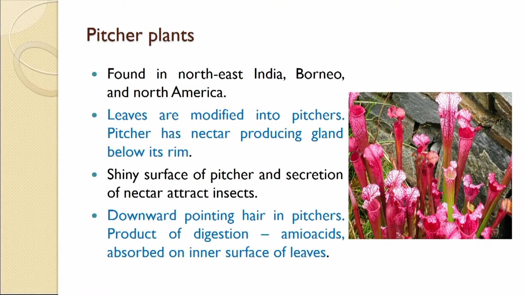After that from the gland there will be a secretion of various types of enzymes which will help to digest that insect, and as a result of this digestion the amino acids are formed, and these amino acids are absorbed on the inner surface of these leaves, and this is the way the pitcher plants can digest the insects.